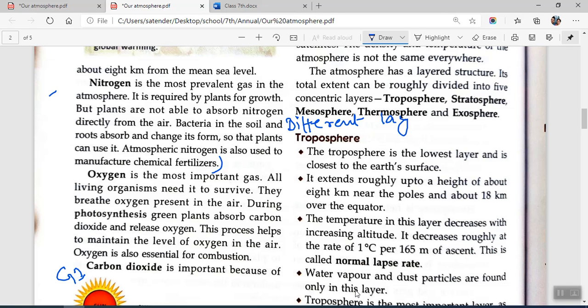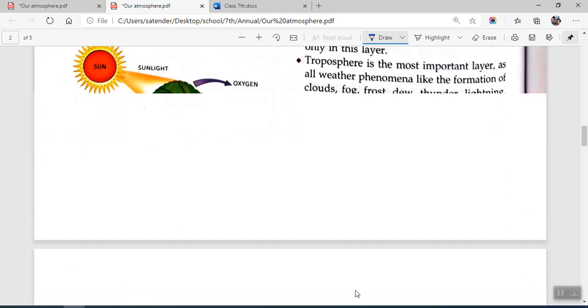different layers of atmosphere are: first is troposphere, then you will be writing the second point. The troposphere extends roughly up to a height of 8 kilometers near the pole. This is the extent of troposphere.